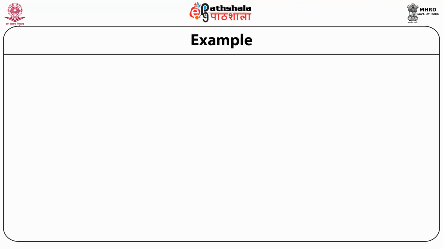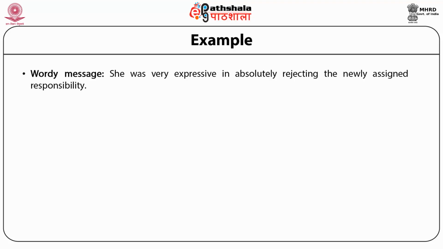Let's understand this with the help of an example. Example of a wordy message: She was very expressive in absolutely rejecting the newly assigned responsibility. Concise message: She firmly rejected the new responsibility. So we can see that in the latter statement, the message is fully conveyed and at the same time it is very concise. Let's take another example.